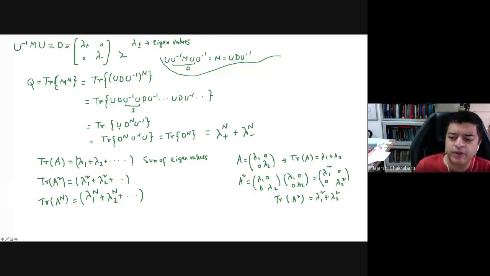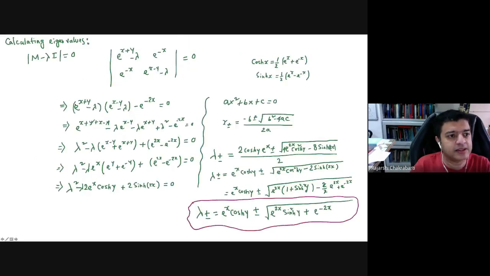And you did a little bit of matrix algebra, and you show that if the trace of a matrix A is the sum of diagonal elements, then the trace of A square is the sum of the squares of the diagonal elements, and the trace of A to the power of n is the sum of the nth power of the diagonal elements. Okay, so you make use of that.